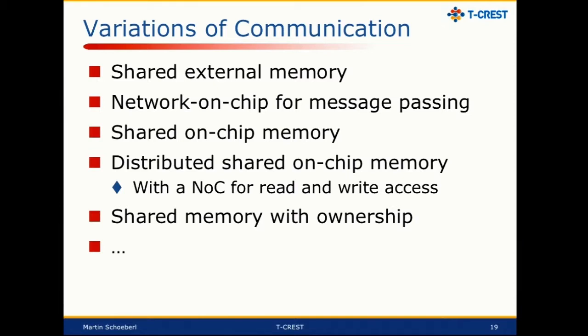We built a network on chip for message passing, which is a different programming paradigm. People are not so happy with message passing. They have to think more about what they communicate. Then we have shared on-chip memory, which is at least way faster than going off chip. And we built a distributed shared on-chip memory where you have local memories at the cores, and then a network on chip that does your reads and writes, still time predictable. And then the shared memory with ownership, which I presented, I think, two weeks ago.